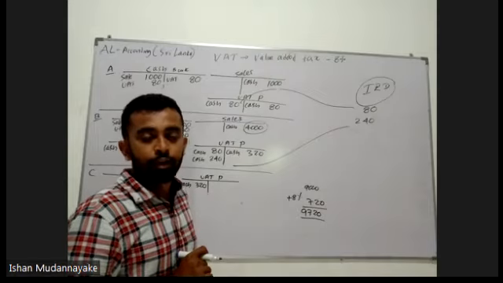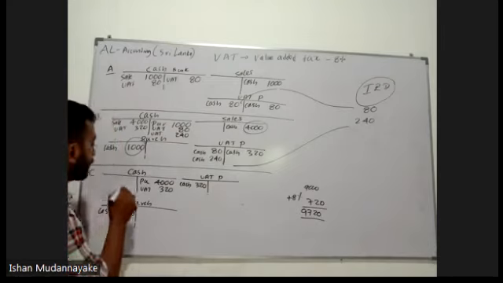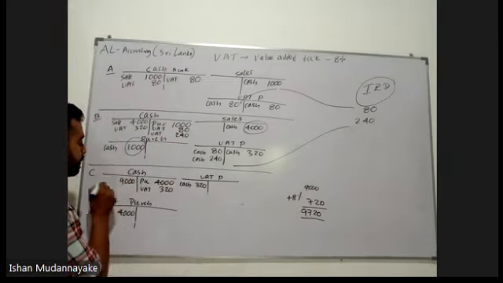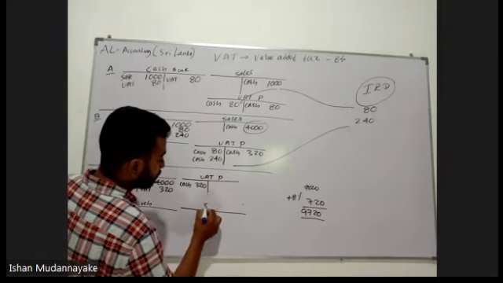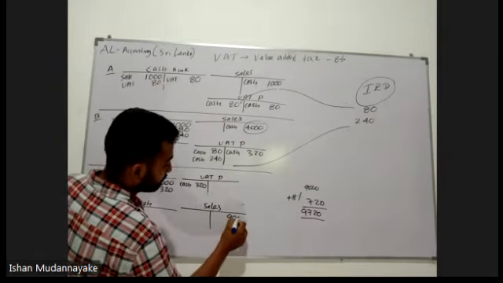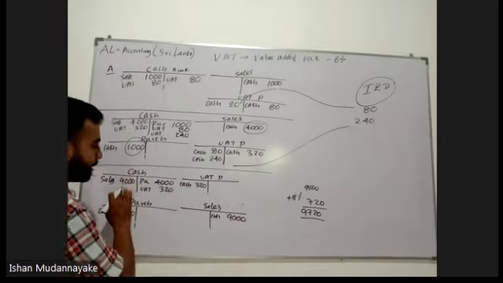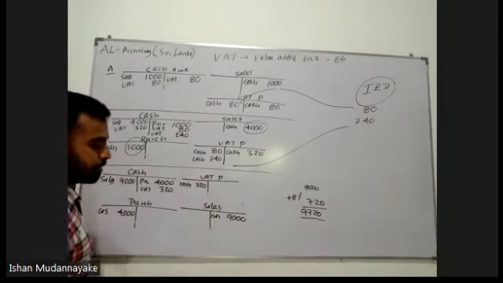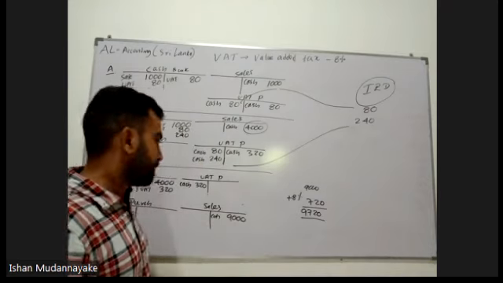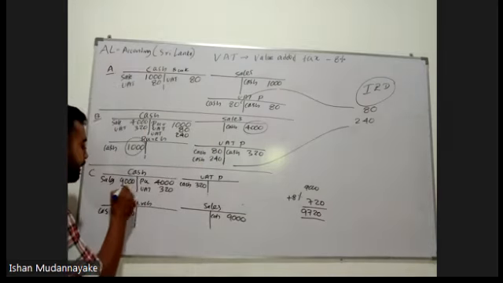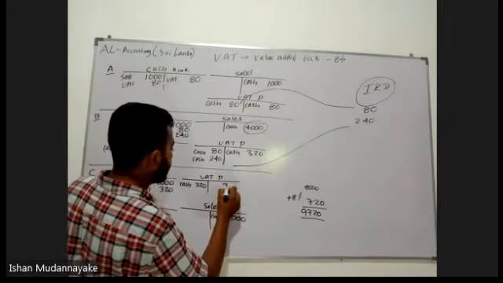Now we will look at how to pass double entries by company C. Company C collected 9,000 for sales. Cash book debit 9,000, sales account credit 9,000. Not only that, they collected 720 from the customer. Cash book debit 720, VAT payable account credit 720.